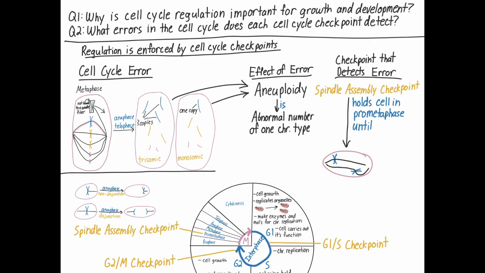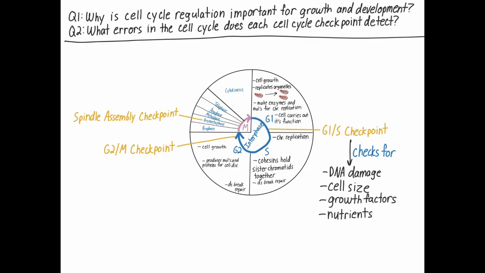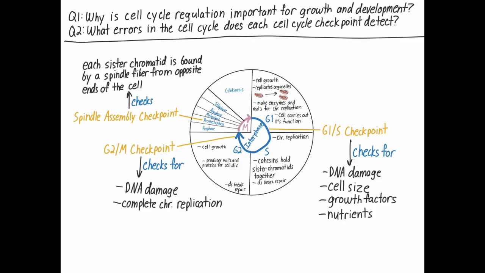How exactly does the cell determine if both sister chromatids are bound to spindle fibers from opposite ends of the cell? We'll discuss this and the mechanisms of the other checkpoints in the next video. So, we've discussed the G1S, G2M, and spindle assembly checkpoints. To review, the G1S checkpoint checks for DNA damage, cell size, growth factors, and nutrients. The G2M checkpoint checks for DNA damage as well and ensures that the chromosomes have been completely replicated. The spindle assembly checkpoint checks that each sister chromatid is bound to a spindle fiber from opposite ends of the cell. There are also other cell cycle checkpoints, but we'll end our discussion here.